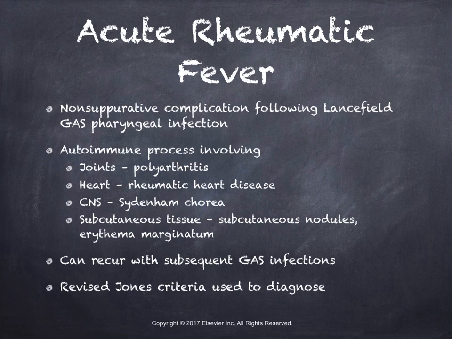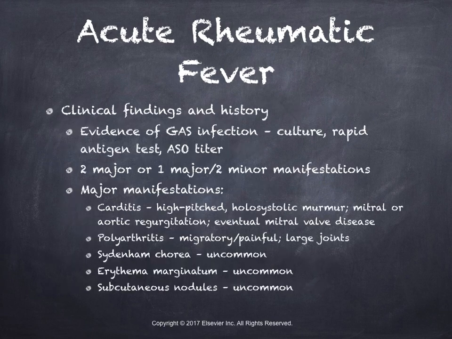And the syndrome can recur with subsequent group A strep infections. And this is why we put children who have had acute rheumatic fever on prophylactic penicillin to prevent further episodes of group A strep. The Jones criteria is used to make the diagnosis, and it is helpful to know that there was evidence of a group A strep infection by obtaining an ASO titer.